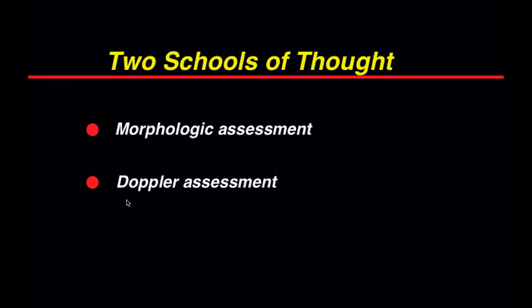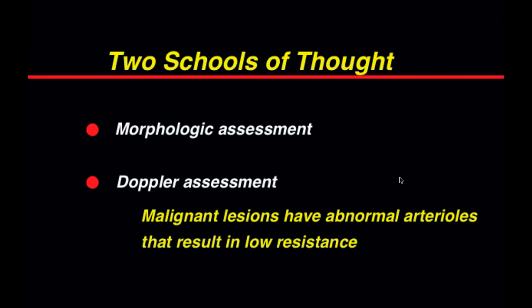There's another school of thought, and that is the school of Doppler assessment, which is based on the absolutely, positively true statement that malignant lesions develop neovessels. Those vessels are abnormal, including abnormal arterioles, and these abnormal arterioles have very poorly formed muscular walls, unlike normal arterioles, and therefore they can't squeeze down and mount resistance.